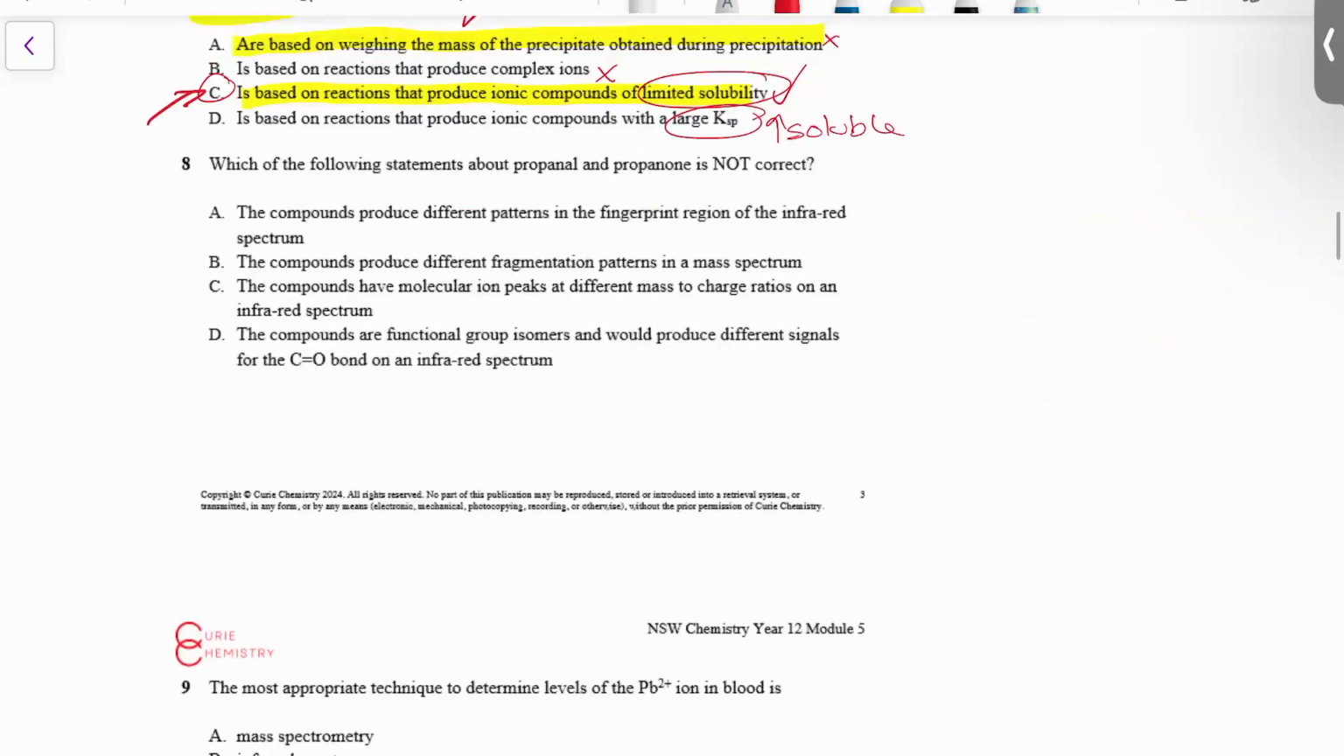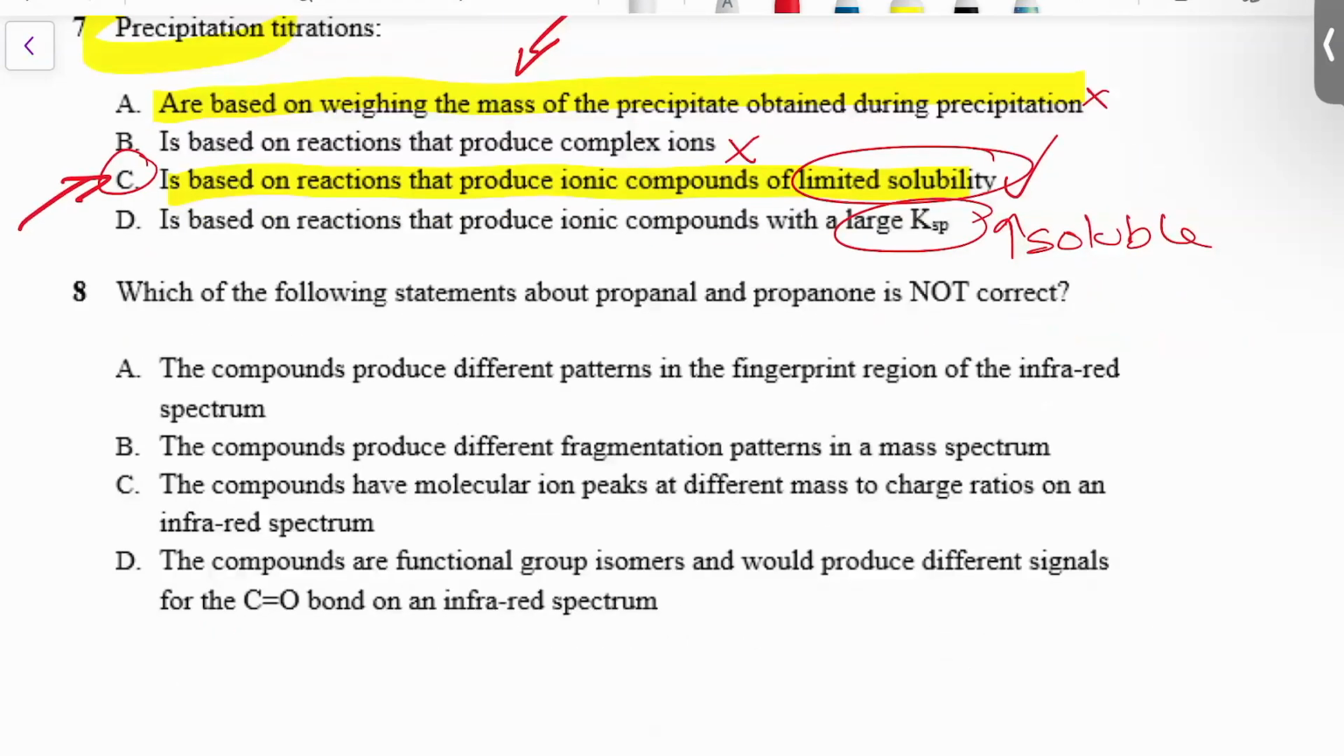And then question 8, which of the following statements about propanal and propanone is not correct? A, the compounds produce different patterns in the fingerprint region of the infrared spectrum. True or false? False. I put an asterisk on that. B, the compounds produce different fragmentation patterns.